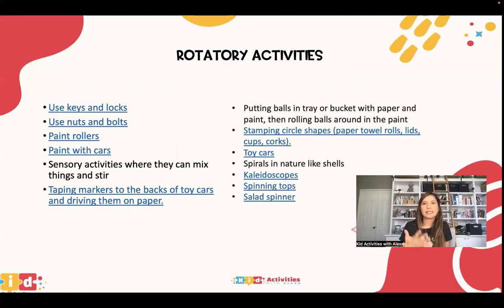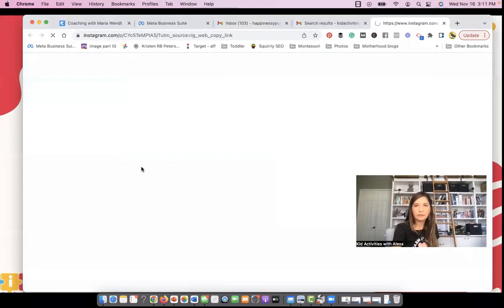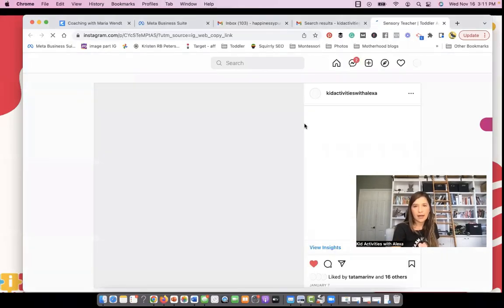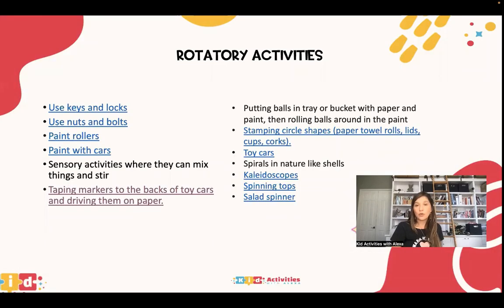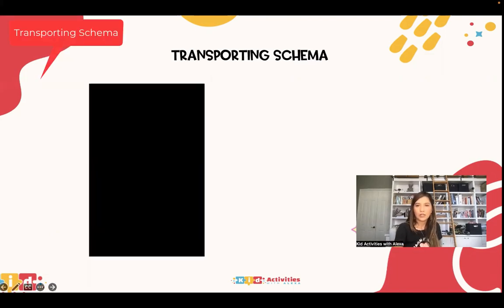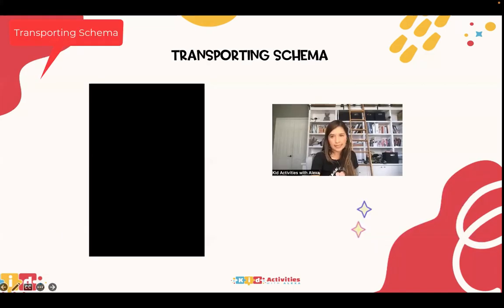Anything they can mix and stir, taping markers to the back of toy cars and driving them. And some of these are hyperlinked where you can actually see some of these activities that I'm talking to you about. They can stamp circles. This is a great opportunity to teach them about shapes and circles especially. So then we move on to transporting schema.